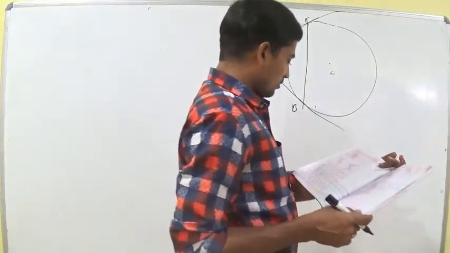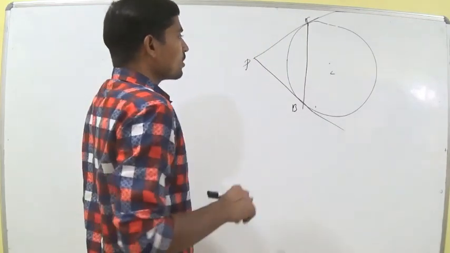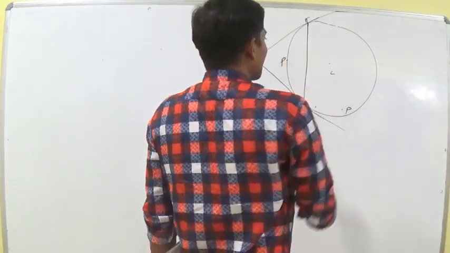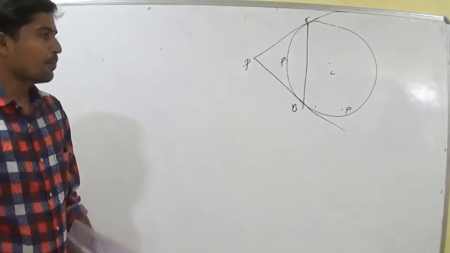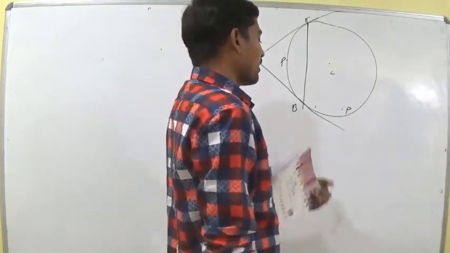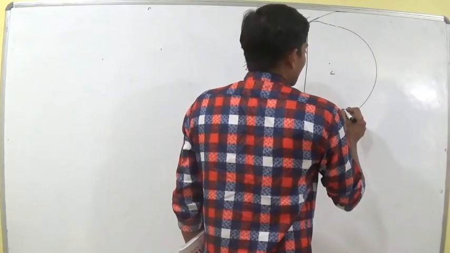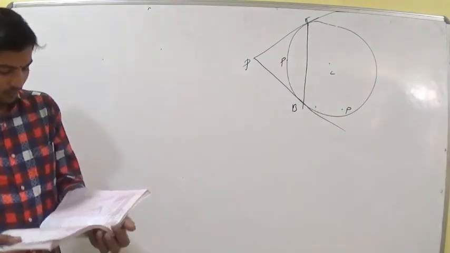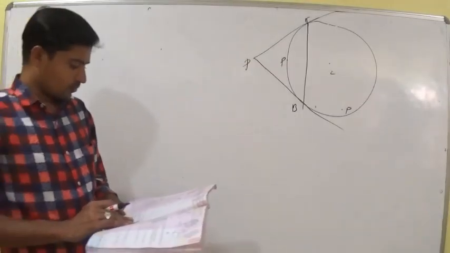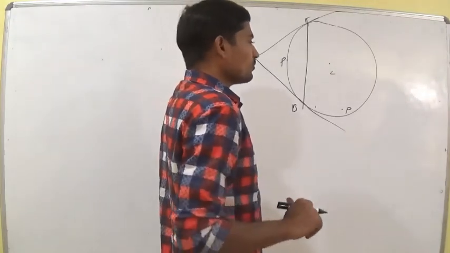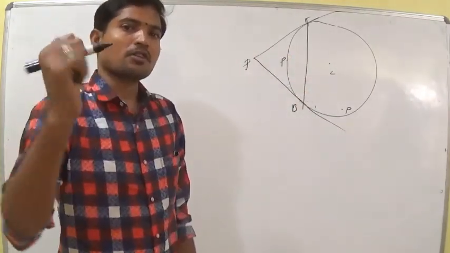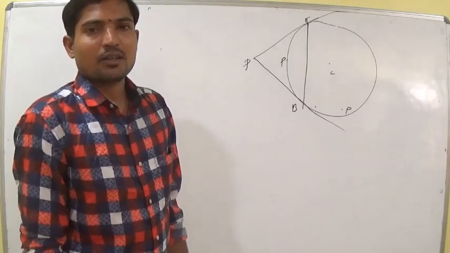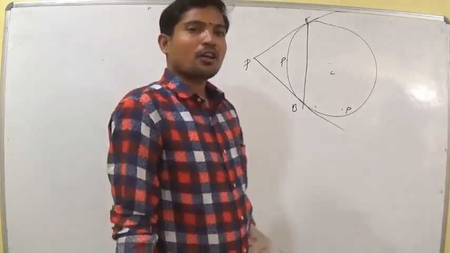Suppose the point P lies inside a circle. Suppose P is here, then no chord of contact exists. Right? If P is on the circle, it becomes a tangent to the circle, and if P lies inside the circle, then there is no possibility to form a chord of contact.